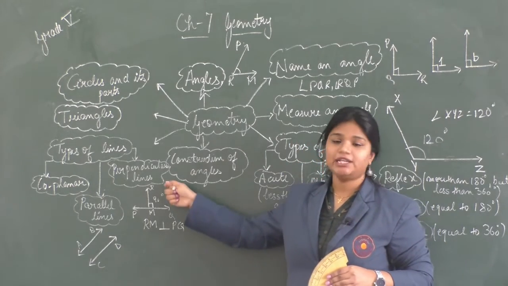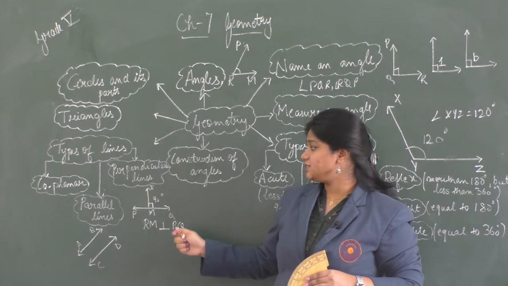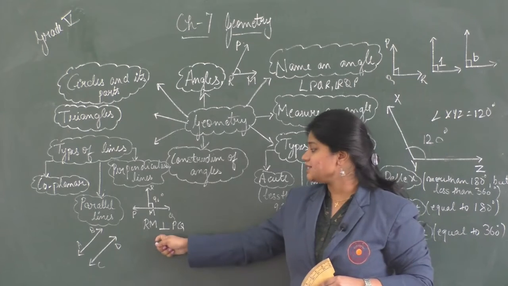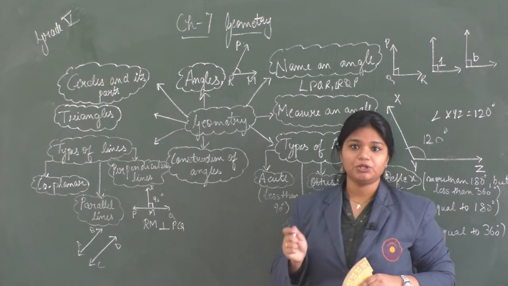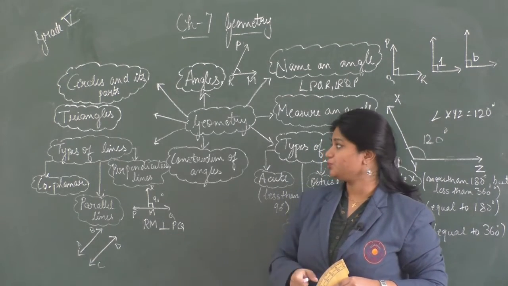The third type of line is perpendicular lines. Now perpendicular lines are always intersecting each other at 90 degree angle, and this is the symbol used to represent perpendicular lines. So here we have RM perpendicular to PQ.